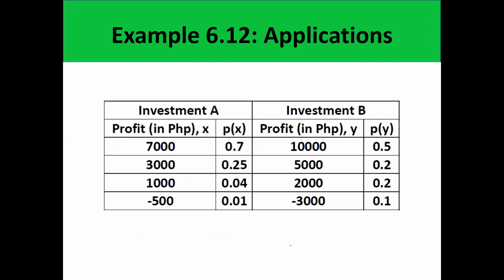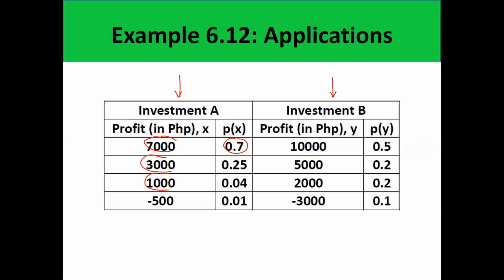So in this particular table, we have investment A and investment B. So for investment A, the probability of getting a profit of 7,000 pesos is 0.7. The probability of getting a profit of 3,000 pesos is 0.25. The probability of getting a profit of 1,000 pesos is 0.04. And the probability of getting a loss of 500 pesos is 0.01. So in a similar manner, these are the profits for investment B and their corresponding probabilities.